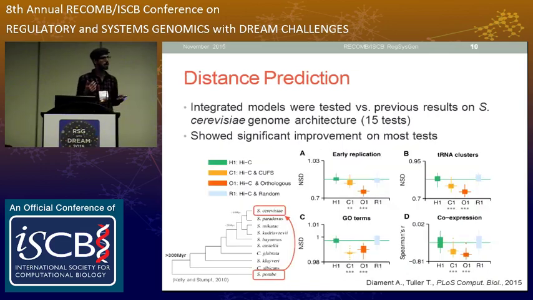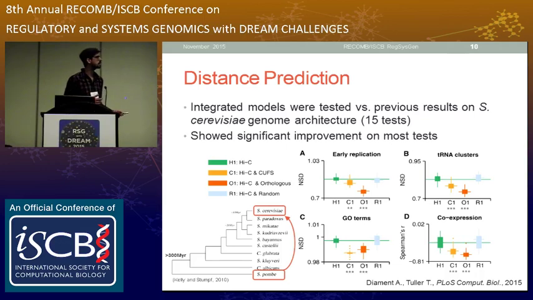We wanted to check whether our integrated models that contain both HiC data and additional data that was predicted indeed are more accurate than baseline HiC models. And to this end, we used 15 previously published results on S. cerevisiae genomic organization. And indeed, on most of these tests, we see an improvement, a stronger signal for integrated models.